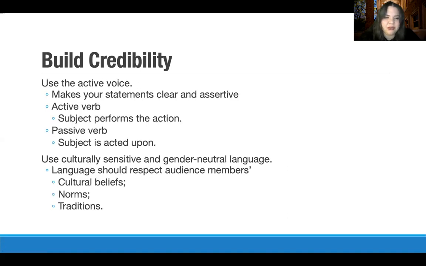We can use the active voice. This makes your statements clear and assertive. Active verbs, again, run, running, passing. Whereas with a passive verb, the subject is acted upon, ran or will be running, or she will run.